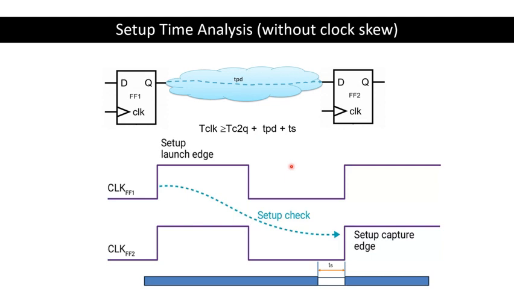The flip-flop that launches the signal is called the launch flip-flop, so the edge of flip-flop 1 is called the launch edge, whereas the flip-flop that captures the signal is called the capture flip-flop, and the clock signal of FF2 that captures the signal is called the capture edge. Since we are doing the setup time analysis, we call them the setup launch edge, referring to this clock, and the setup capture edge, referring to the clock of flip-flop 2.